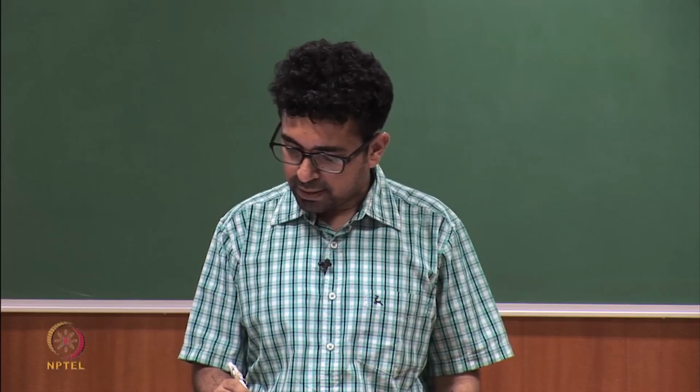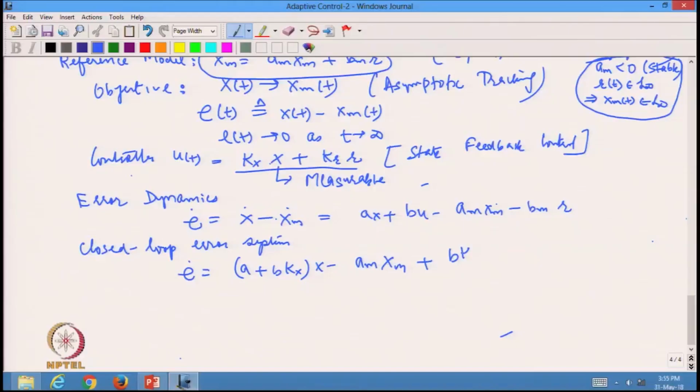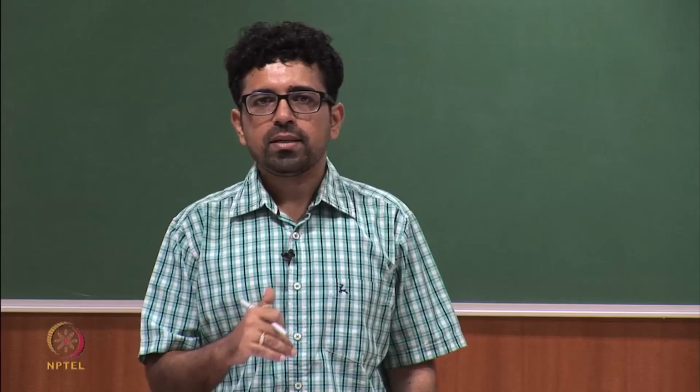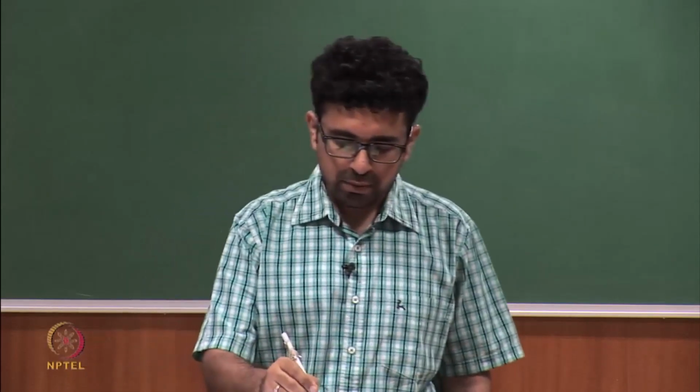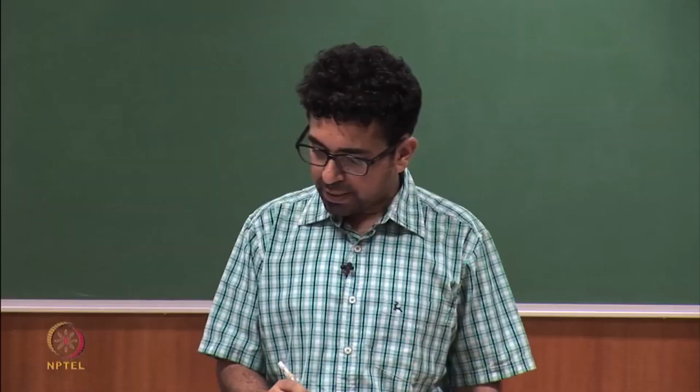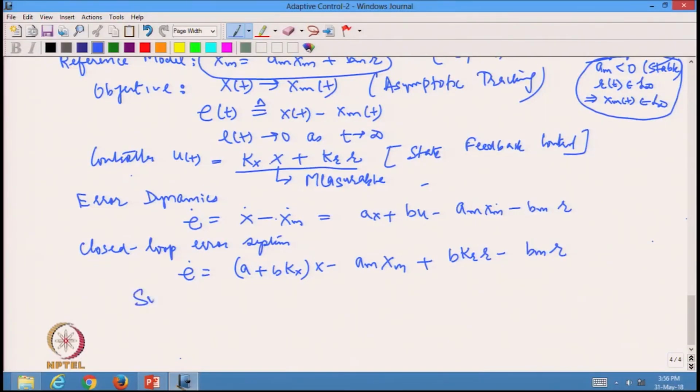So, here what we get is plus B k r r minus B m r. Okay. So, here I say that the plant parameters A and B are unknown, but let us for a moment assume that we know A and B. So, just for a moment let us assume that A and B are known.